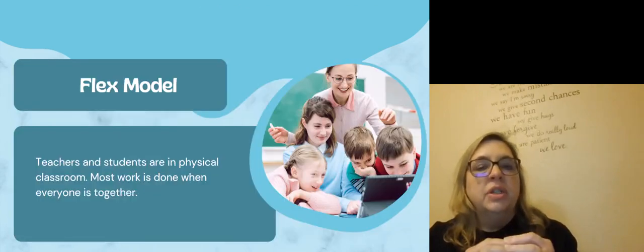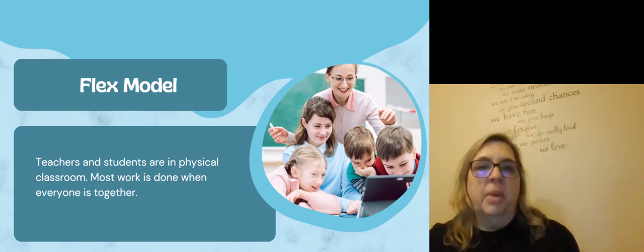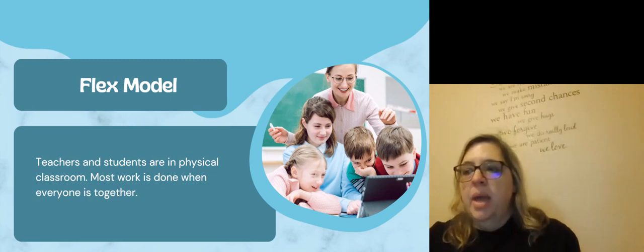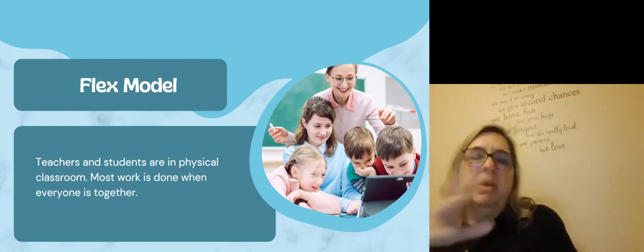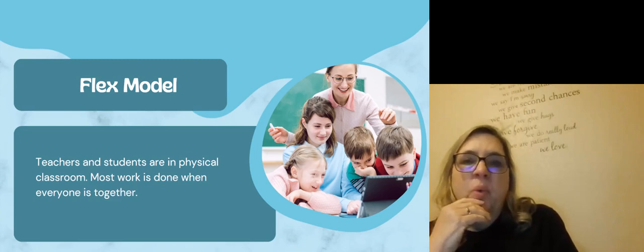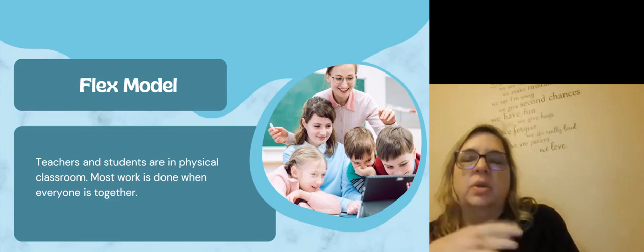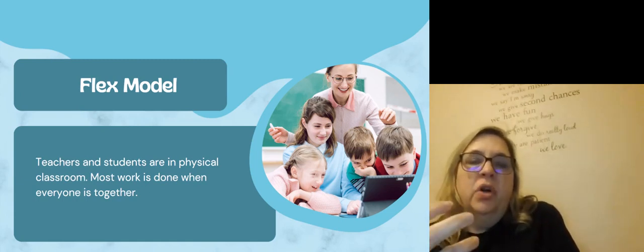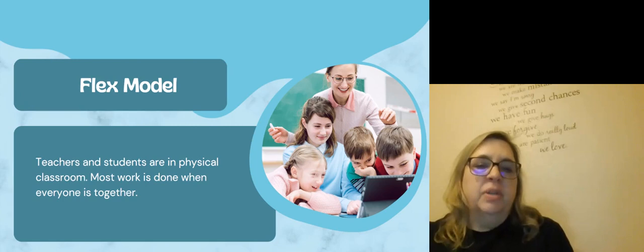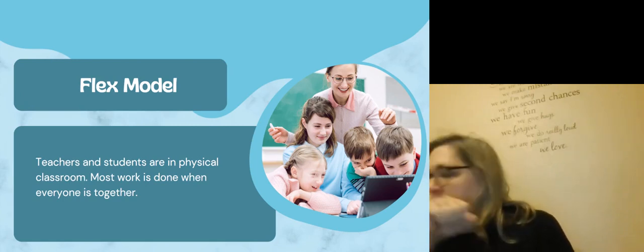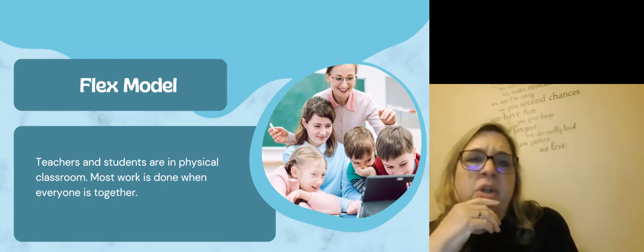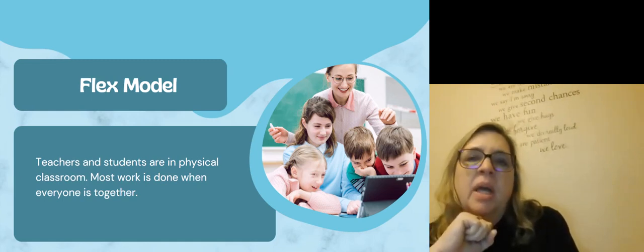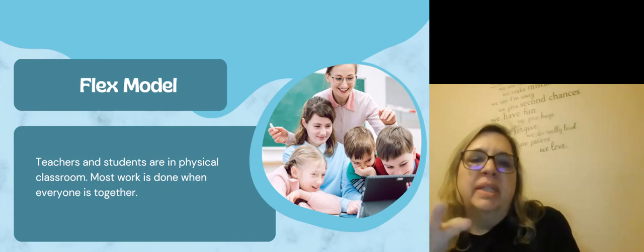So the first one is the flex model. In this one, the teachers and students are in the physical classroom, and most of the work is done with everybody together. And so that's pretty much what we normally see with teachers and students, or we have seen in the past. What makes it a flex model is that the teacher can offer some opportunities for some online things that might make it easier for certain students.